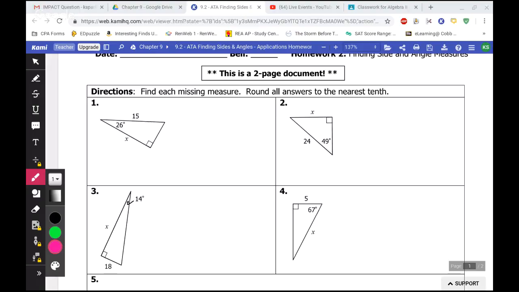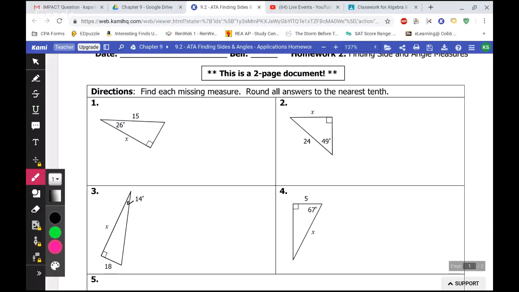So we'll get started. Sorry, I'm looking for my stylus.